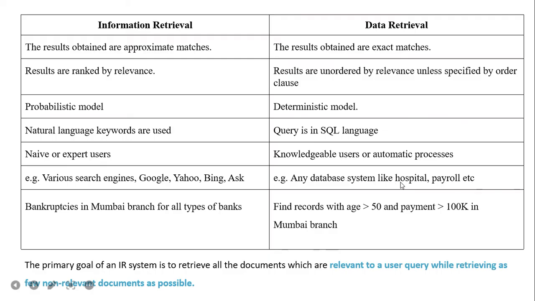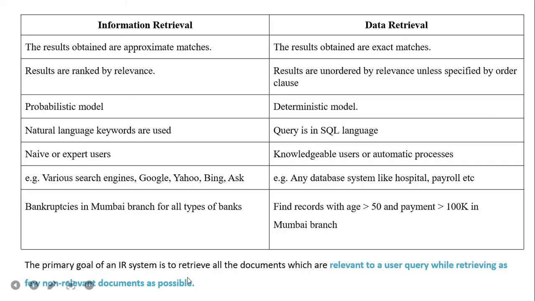For data retrieval, examples are any database system like hospital or payroll implemented on a particular RDBMS application, for example Oracle or MySQL. Bankruptcies in Mumbai branch for all types of bank. This is nothing but the user information need to find out information about bankruptcies in branches of Mumbai. And here a simple query: find records with age greater than 50 and payment greater than 100k in Mumbai branches.